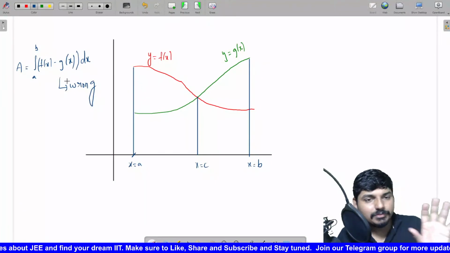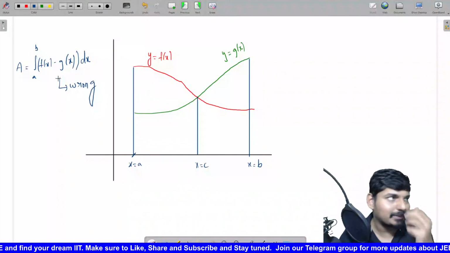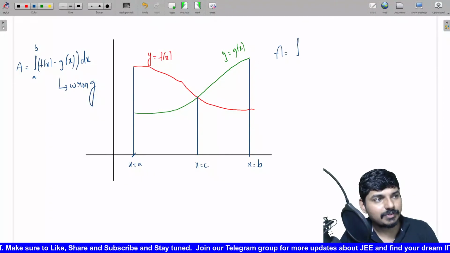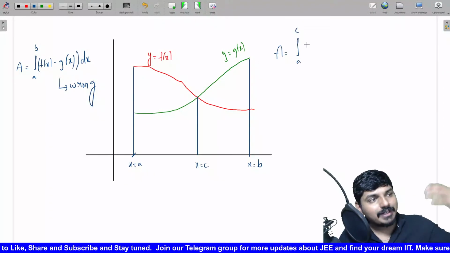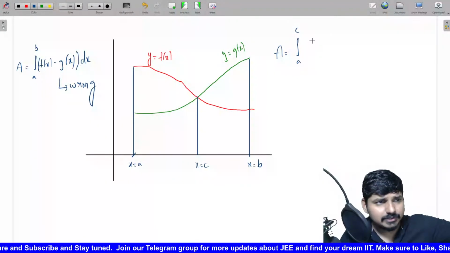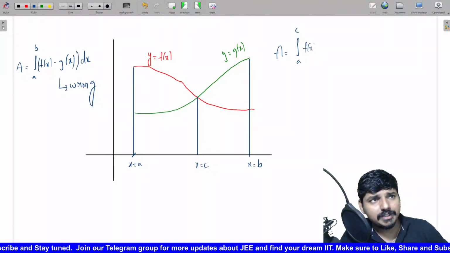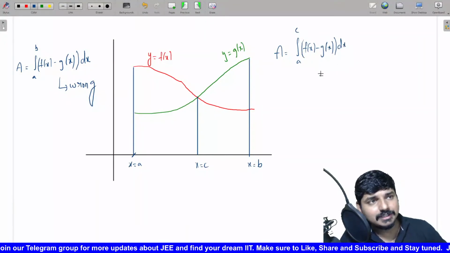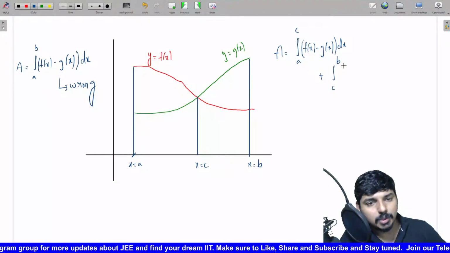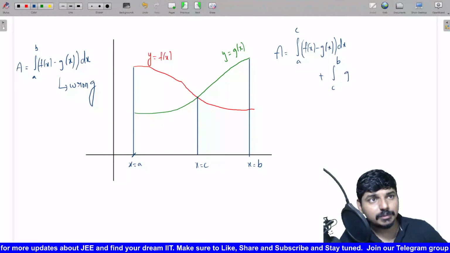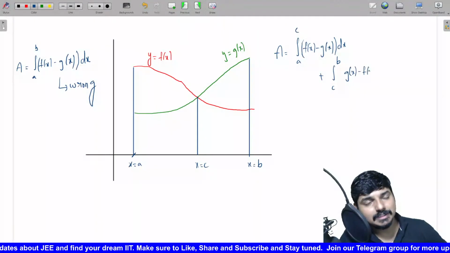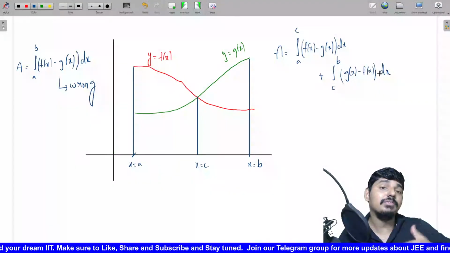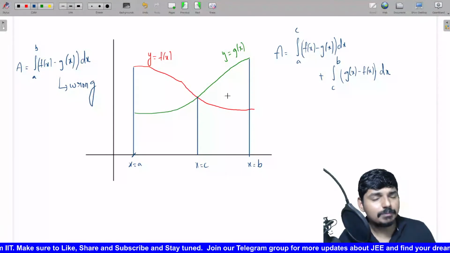So in such type of curves, what you need to do is find the area in this way. So first you find the area between a to c. Between a to c, you see which curve is the top one, the f of x, the red one. So f of x minus g of x in the region a to c. Okay. And in the region c to b, which one is going to be the top one? The green one, right? So it's going to be g of x minus f of x into dx. So this is what you are going to get. This is how we need to find the area in this type of figures.